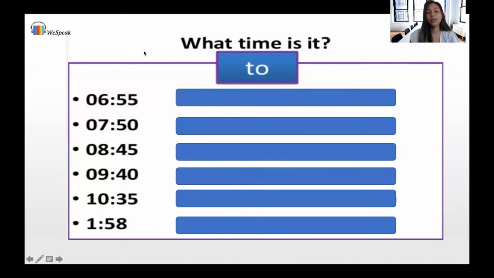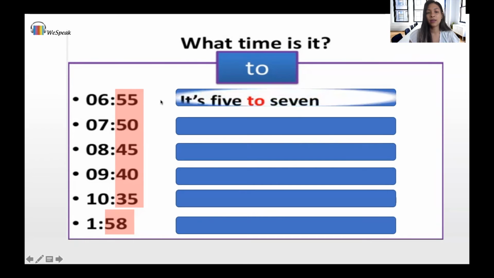Now we are going to practice using to. And one more time, you need to pay attention to the minutes. This is the information that comes first, the minutes. Okay, so if we have 55 minutes here, it means we need 5 more minutes for the next hour. So instead of starting with 55, we are going to start with the number of minutes that are left to get to the next hour. It's 5 to 7.